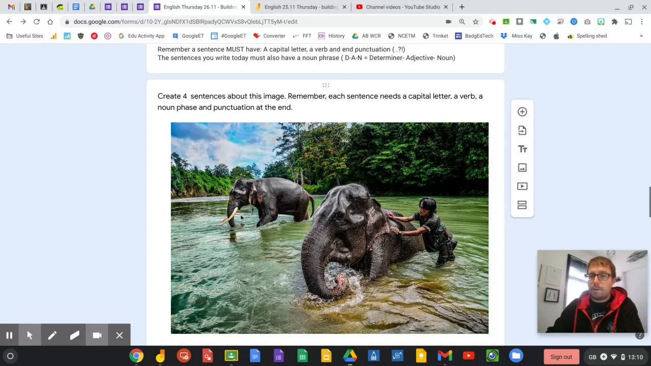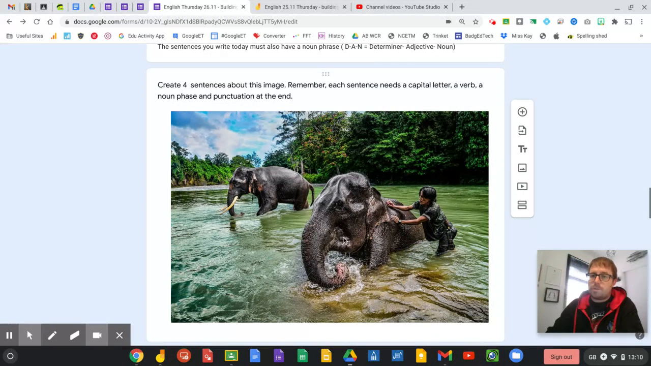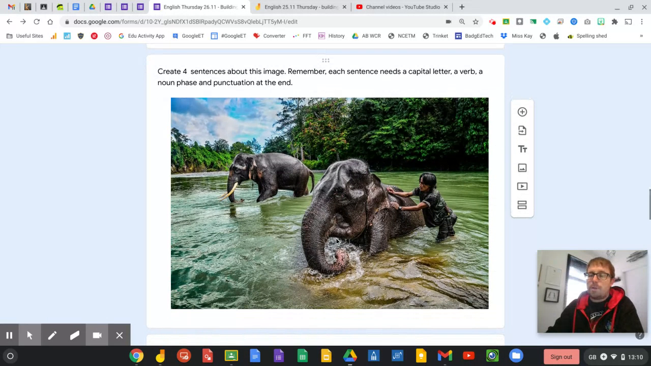Now, the elephant could be a noun, and the elephant's tusk could be another noun. So it could just be describing two parts of the elephant. It could be the elephant's trunk and his ears. It could be the man's shirt. It's up to you. So we're making sentences with two noun phrases in them. Remember the capital letter, a verb, and two noun phrases, and then a full stop at the end.